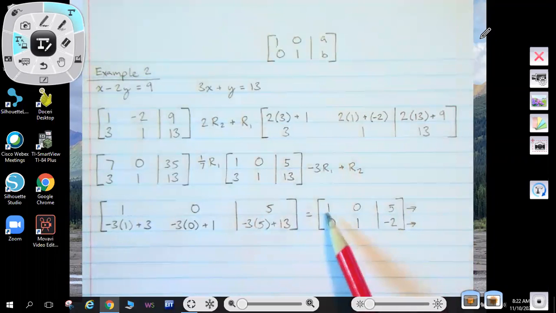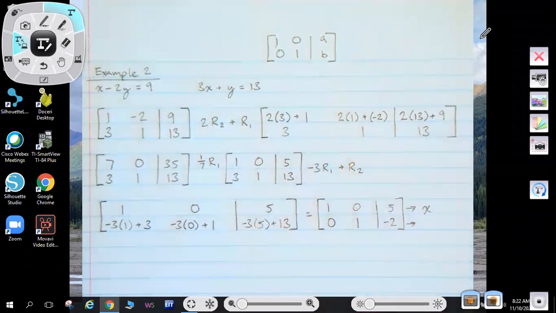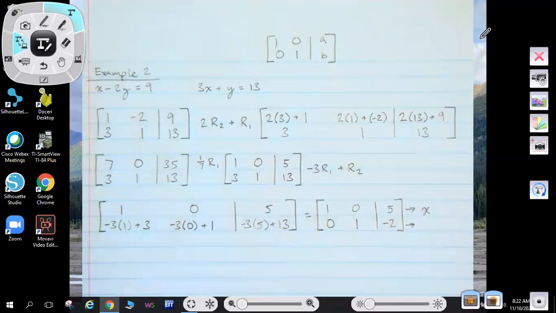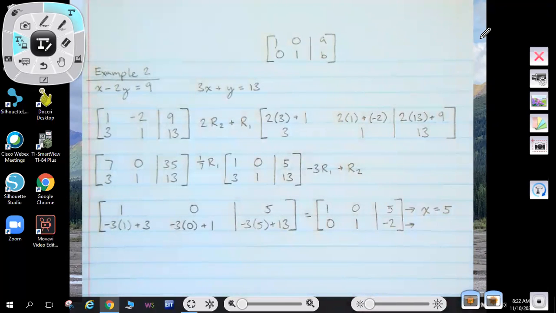So the first row, this first number is our x coefficient. So we just have one x, which means we can just write x. We don't have to write 1. Then 0 means that we don't have a y term. It's 0y, which would be 0. So that means we don't have a y. That bar stands for equals. Then we have a 5. So that equation becomes x equals 5.